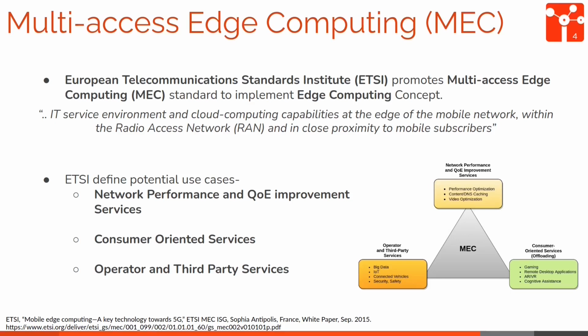The second category is consumer-oriented services. They are gaming, remote desktop applications, AR or VR, cognitive assistance, and so on. These are innovative services that generally benefit the end user directly, more specifically the user using the user equipment. And the third category is operator and third-party services, such as big data, IoT, connected vehicles, security, and safety. These are innovative services that take advantage of computing and storage facilities close to the edge of the operator network. These services usually do not directly benefit the end user, but can be operated in conjunction with third-party service companies.